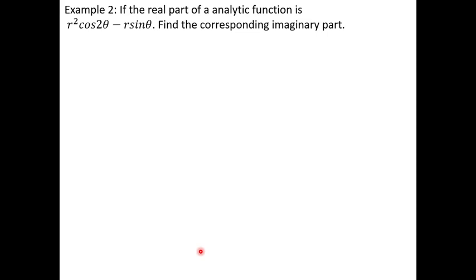We move on to the second problem. If the real part of the analytic function is r square cos 2 theta minus r sin theta, find the corresponding imaginary part. Here they have given the real part. By using this real part, we find the corresponding imaginary part.